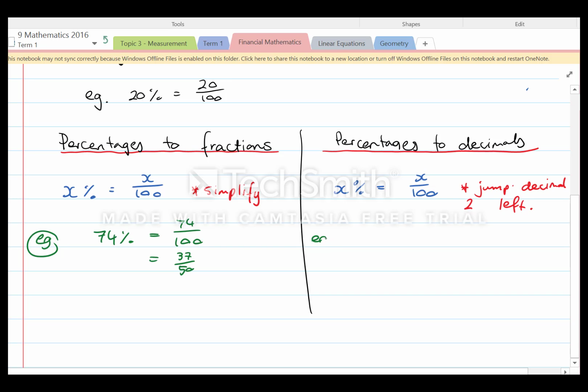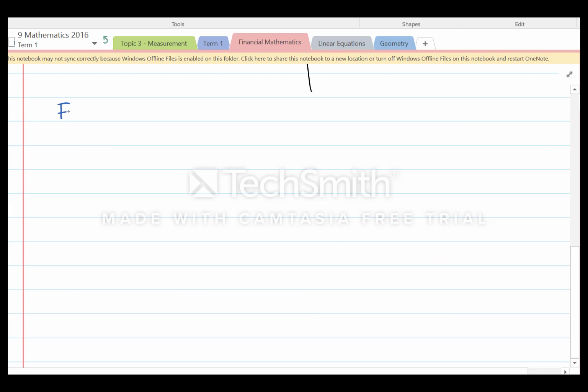We'll use that same value, 74%. Okay, so we know that's 74 on 100. If we jump that decimal place 2 to the left, then we get 0.74. Okay, so that's our percentages as fractions and also percentages as decimals. Nice and simple. Okay, next we'll look at converting fractions to decimal and fractions to percentage.